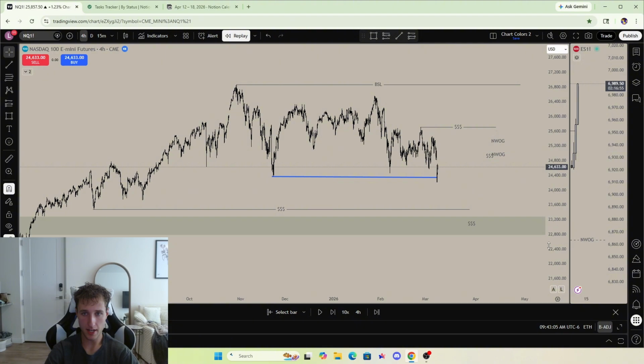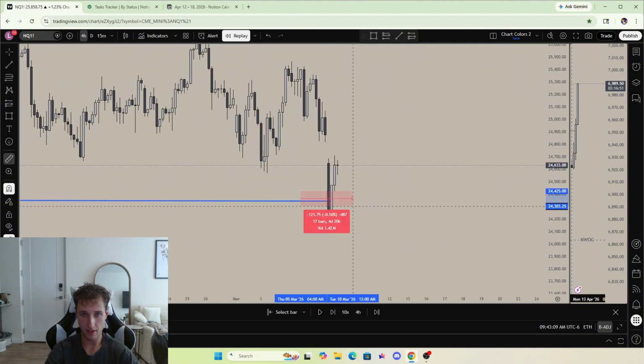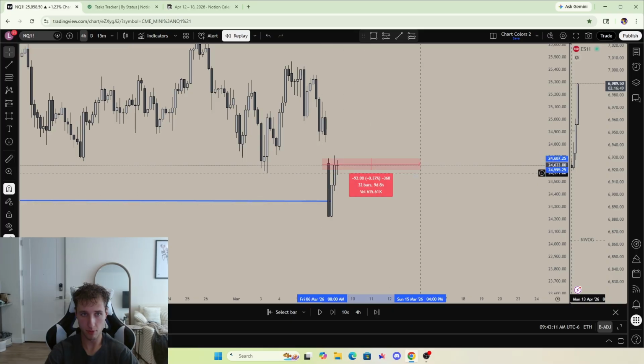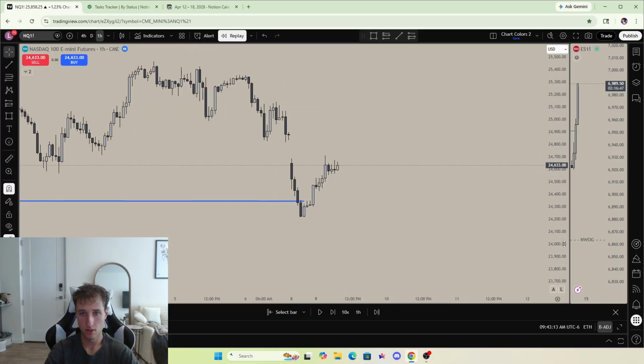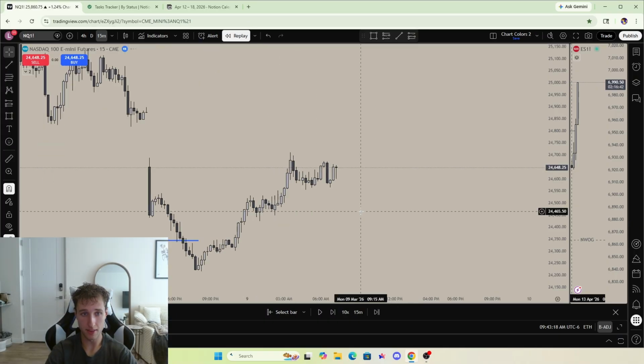Now, since this low is taken, I have to be a little bit more reactive because we take this low and we have an immediate reaction. We're back in the new day opening gap. Or is this a new week opening gap? This is a new week opening gap. Okay, so we're back in the new week opening gap.